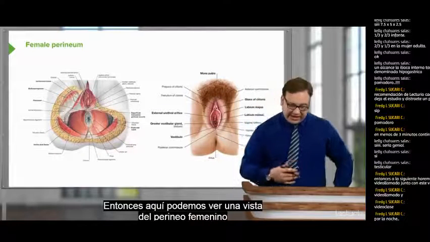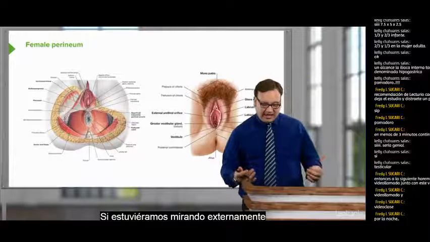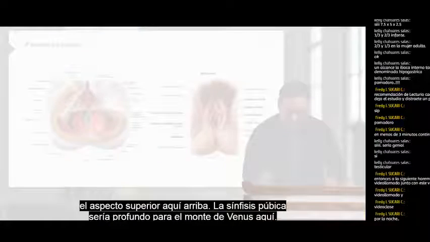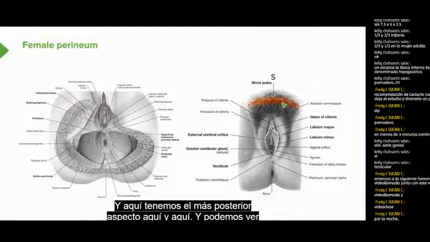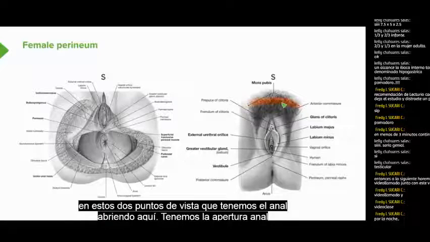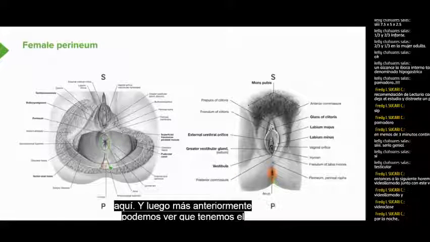So here we can see a view of the female perineum if we were looking at it externally. These are very similar views. So we have the superior aspect up here, the pubic symphysis would be deep to the mons pubis here, and here we've got the more posterior aspect. And we can see in these two views that we have the anal opening here. We'd have the coccyx in the background here, just like we can see the coccyx here.